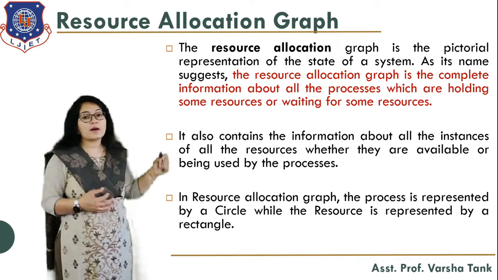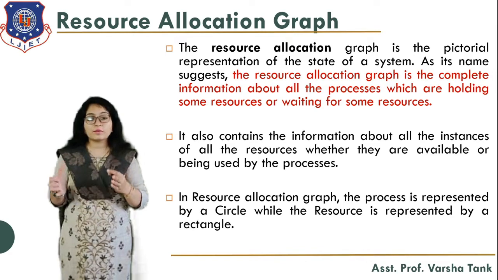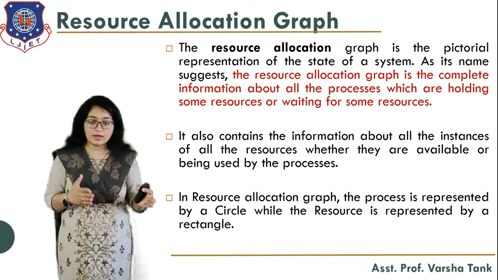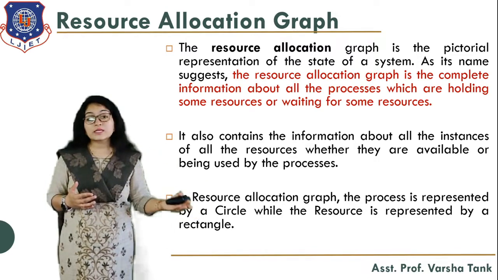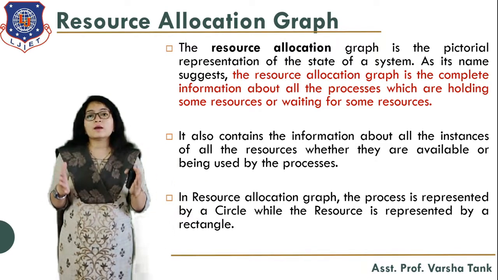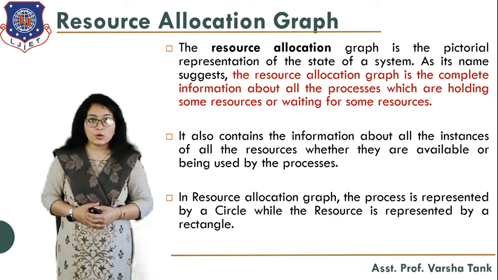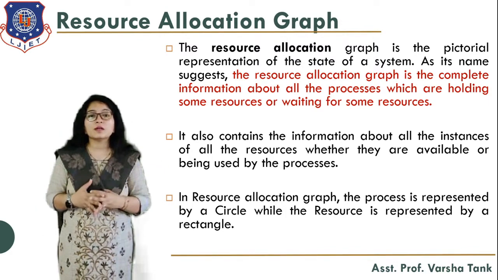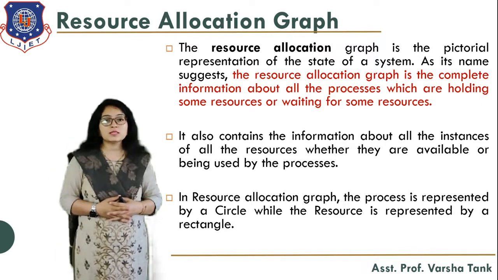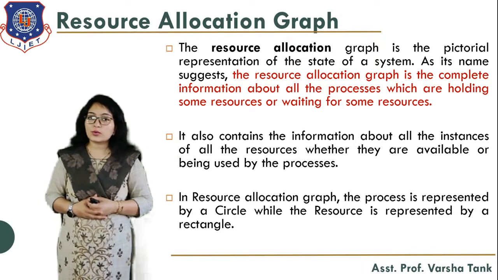As we have seen in the example in the circular way, there are three processes and three resources. They are holding one resource and requesting another resource. So that is also an example of the resource allocation graph. Here you can see the resource allocation graph is the pictorial representation of the state of the system. So that is known as the resource allocation graph.